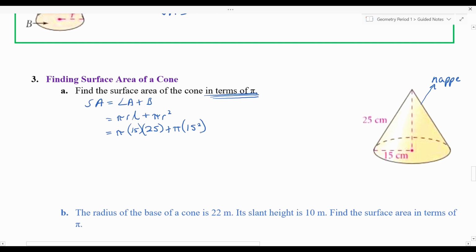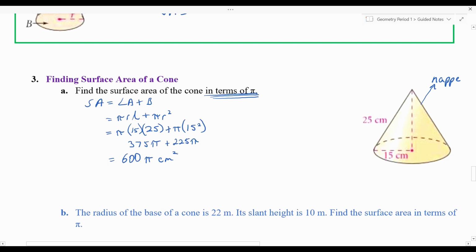We go ahead and clean this up. This portion over here comes out to be 375 times pi, plus 15 squared is 225, so it's 225 times pi. Then we add those two up and we get 600 pi, and our units are in centimeters, and since we're dealing with area, it's going to be centimeters squared. And there we have that.